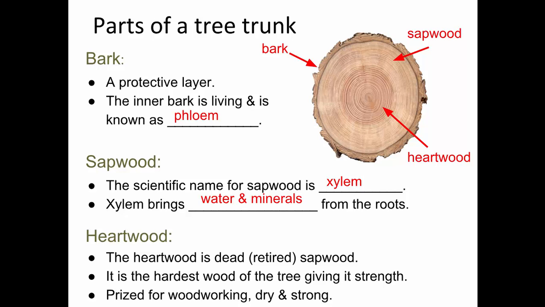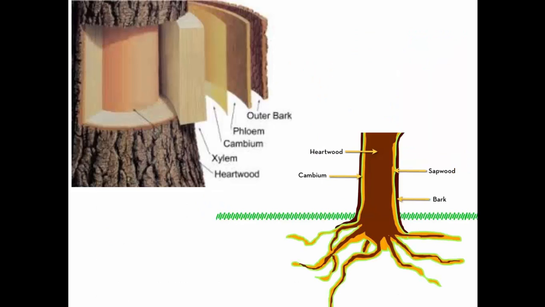It's one of the hardest parts of the wood of a tree, and gives it strength. It's good for woodworking. It's dry and very strong. So you see the outer bark, then the phloem, the growing layer called the cambium, and the xylem, and in the middle is that heartwood.